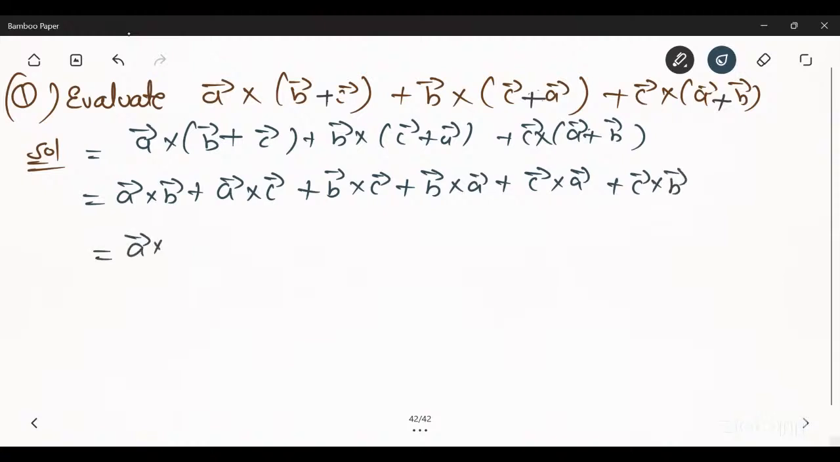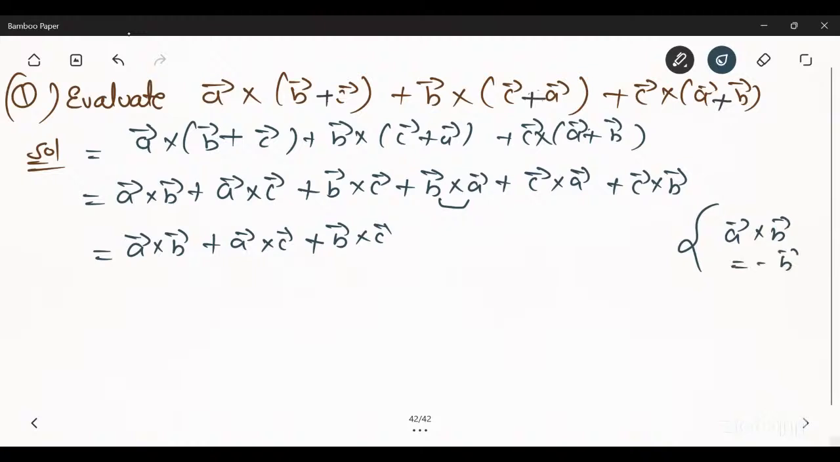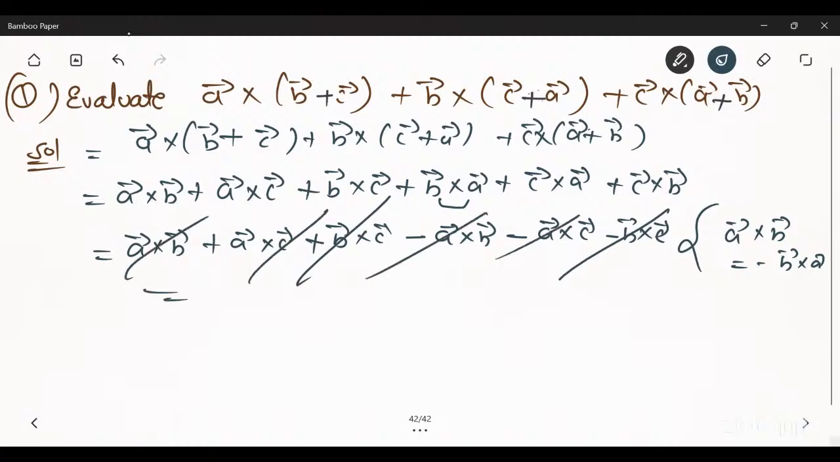A cross B is written as A cross B, A cross C is written as A cross C, and B cross C is written as B cross C. But B cross A can be written as minus A cross B, because we know that A cross B is always equal to minus B cross A. Similarly, we can write C cross A as minus of A cross C, and we can write C cross B as minus of B cross C. So B cross C will be cancelled, A cross B will be cancelled, A cross C will be cancelled. So the answer will be 0. So this is the answer.